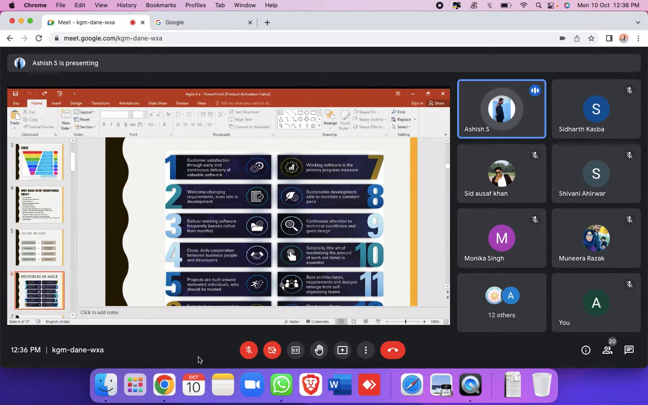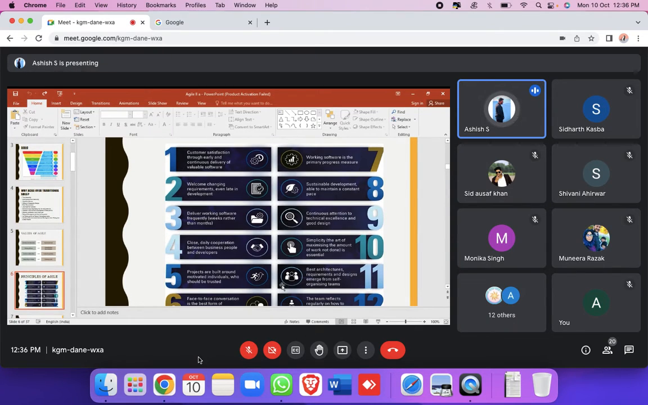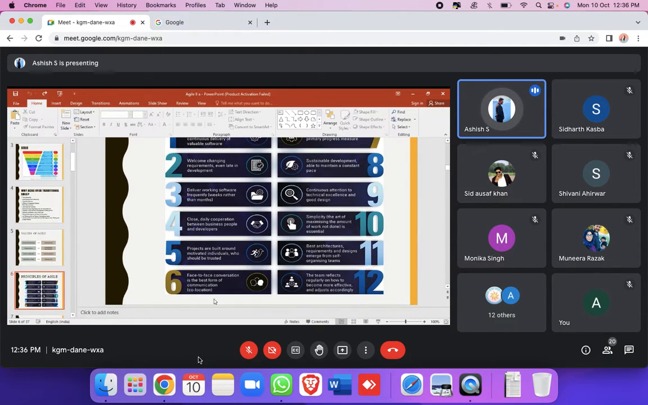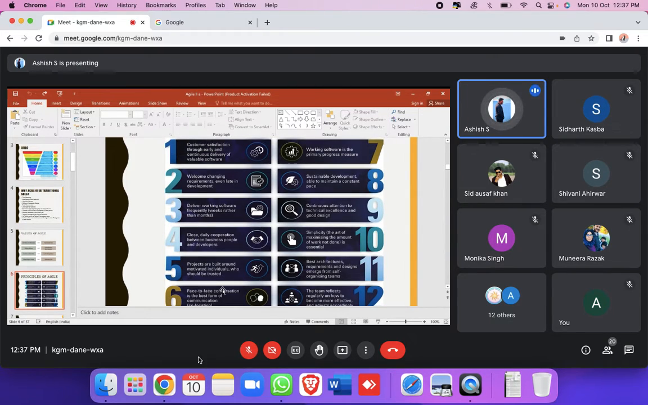And close daily cooperation between business people and developers, nothing but your client and your developers. And projects are built around motivated individuals who can be trusted. Face-to-face conversation is the best form of communication, because usually we have meetings with the development team, with the testing team, and even with the non-IT people who are working in the company.